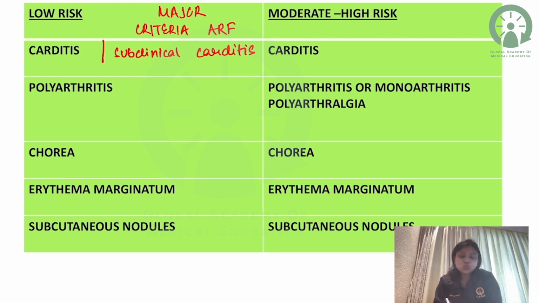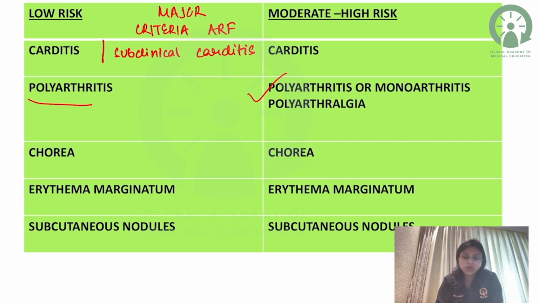Coming to the most common criterion that we get in India, it is the involvement of the joint, that is arthritis. You already know the difference between arthralgia and arthritis; I have discussed it in my rheumatology module. Just recollecting it once more: arthralgia means pain in the joint, whereas in arthritis you get all the signs of inflammation. It will be a tender, red joint with loss of function, and there is going to be swelling. So polyarthritis in the low risk, whereas in the moderate to high risk, we can have polyarthritis, monoarthritis, or polyarthralgia.